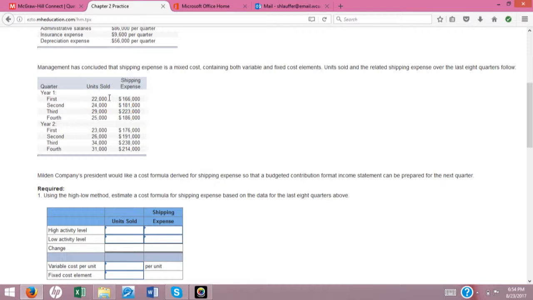So if we look through here, it looks like $238,000 of shipping expense and 34,000 units would be the high, and looks like the low is $166,000 in shipping expense and 22,000 sold, which would be up here. So our high was 34,000. In your case you would be putting that in your spreadsheet, but I'm putting it in this chart, but we'll have the same result.